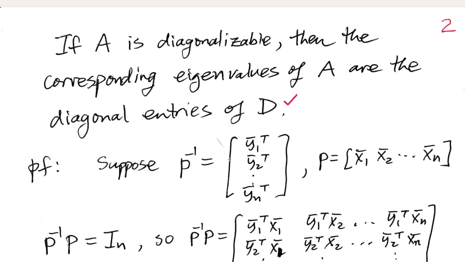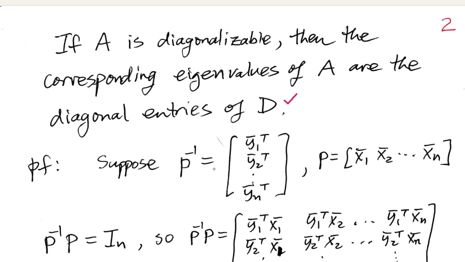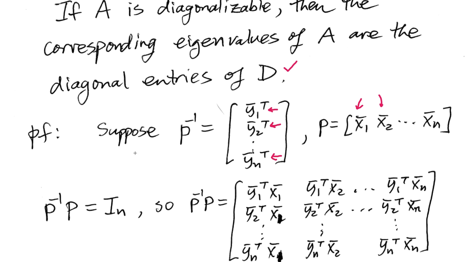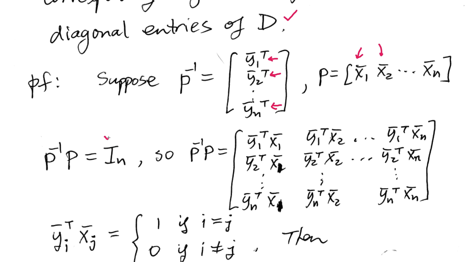All right, let's go ahead and get a proof here. We're going to start like this. Suppose this P exists here, and it has an inverse. Now I've written y1, y2, y bar n, but with transposes here. So these are actually row vectors. These are written as row vectors here. That's why you see those transposes there. And again, P is written this way with the x bars here. Now, the product of these two is supposed to be the n by n multiplicative identity. So I've got P inverse times P is I sub n.